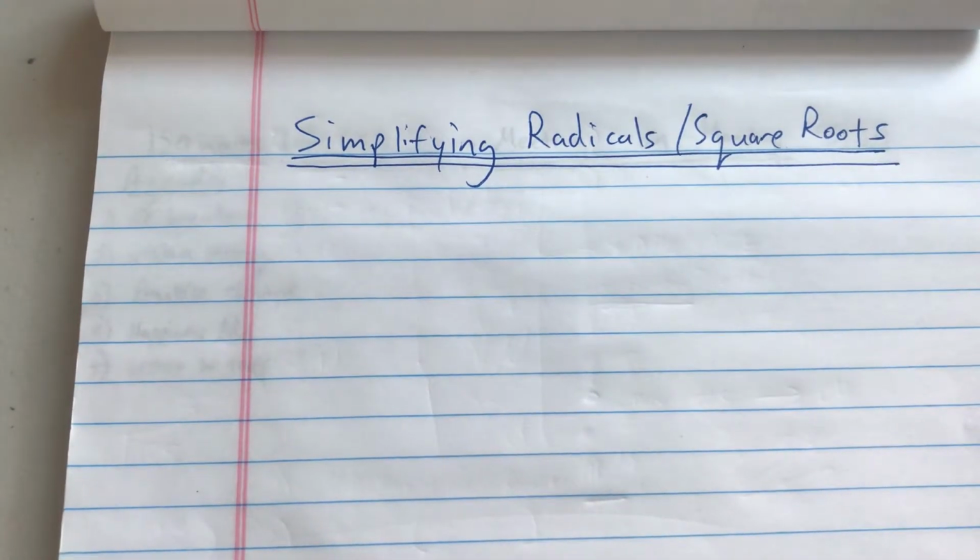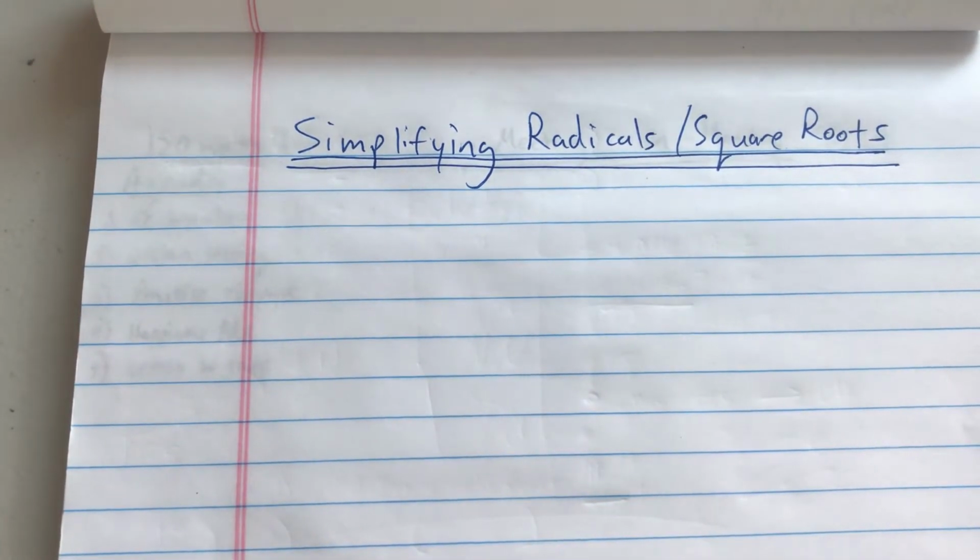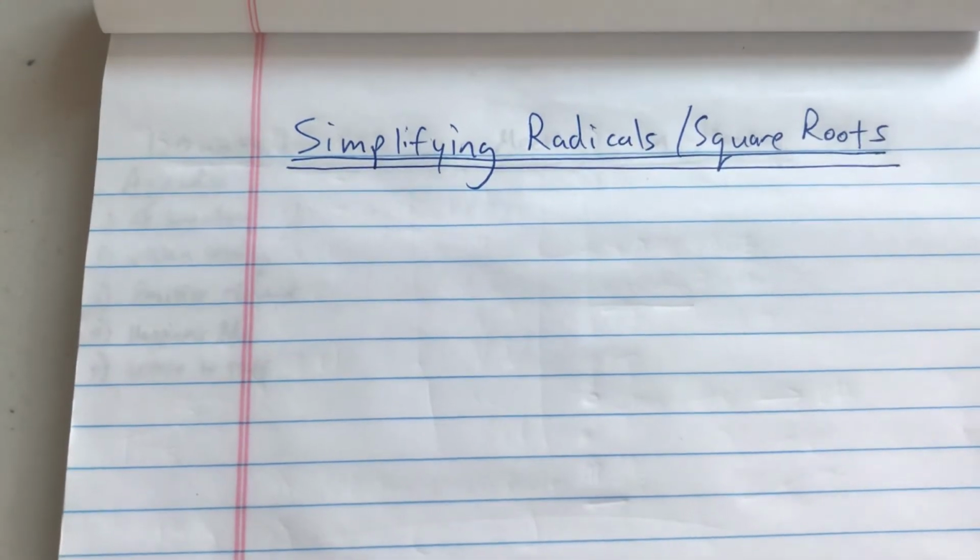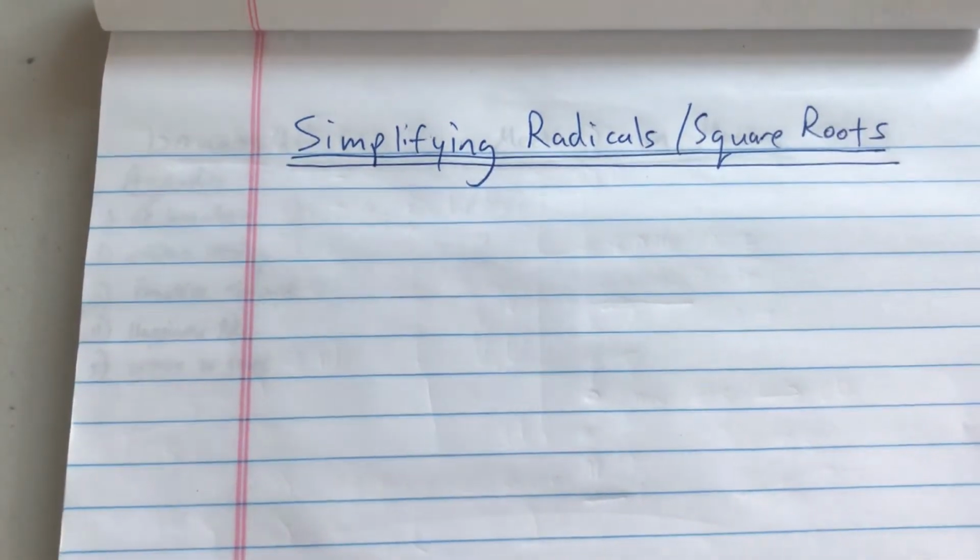All right, so this is the pre-work to doing the actual work, simplifying radicals. You got to know how to do this in order to deal with the distance formula. So let's take a look at this.